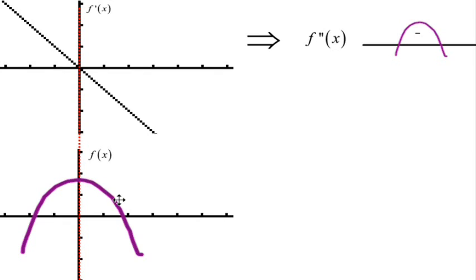There's positive slope there, negative slope here, which then matches with f'(x) being negative slope.